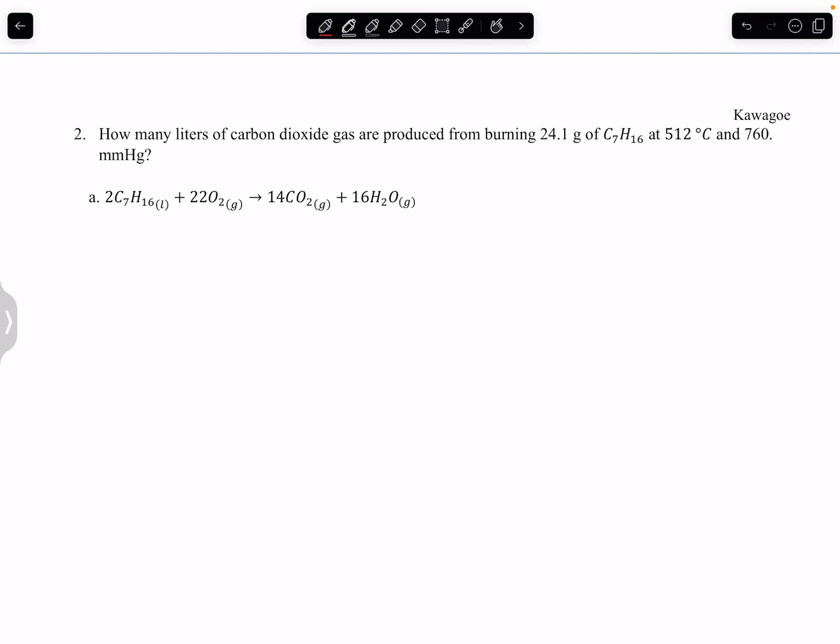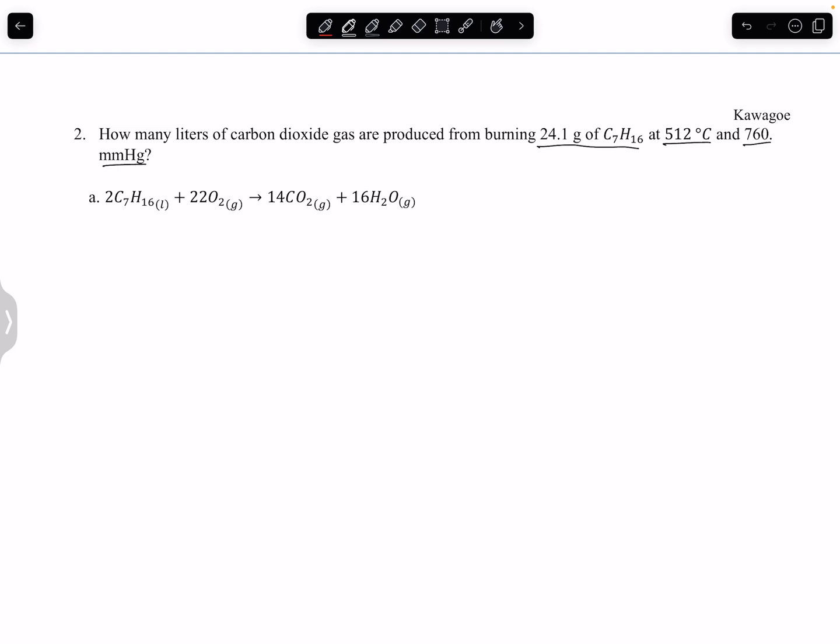Okay, problem number 2. How many liters of carbon dioxide gas are produced from burning 24.1 grams of C7H16 at 512 degrees C, 760 millimeters of mercury? Don't lose that around the edge just because it wraps.